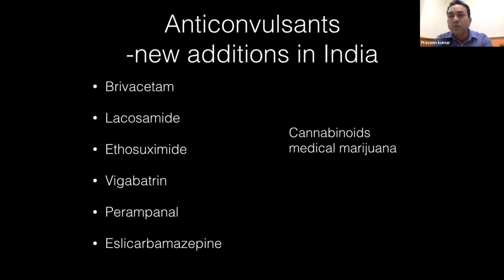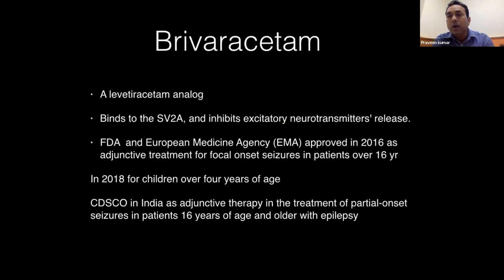So I'll try to focus on a few. A lot of medicines are already in use, like levetiracetam, oxcarbazepine, topiramate or lamotrigine. I'm not going to bring a discussion about these ones. I wanted to focus on these medications which I find are relatively new in pediatric practice.